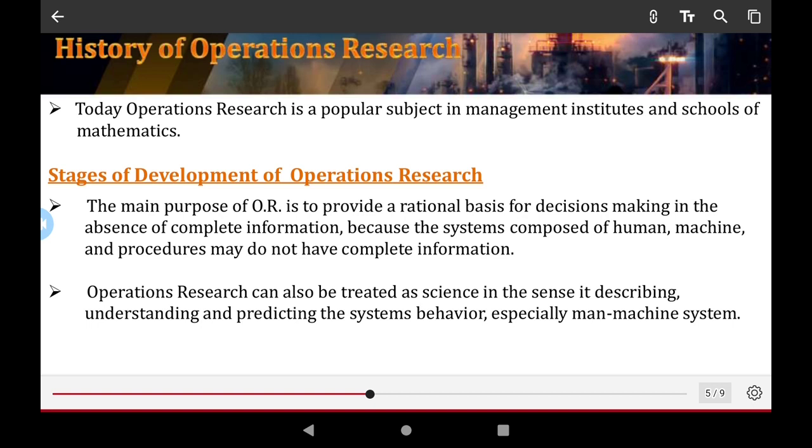It is not that complete an information. Operation research can also be treated as a science in the sense that it describes, understands and predicts system behavior, especially for man-machine systems. It also provides very important information at the start of a project, and to complete the project, operation research gives some tools.